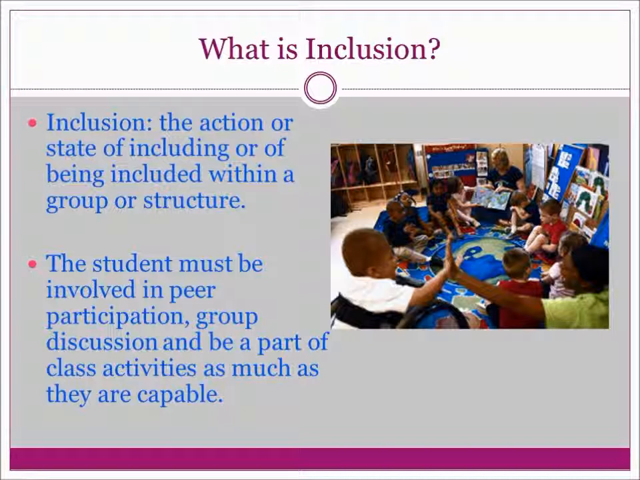Bring that student in with the rest of the class. Partner them with a peer if they need assistance. And for goodness sakes, modify the activity so that they have a chance to try and do it on their own. An inclusion classroom should not be a place where the student is already set up for failure. This leads me to my next slide.